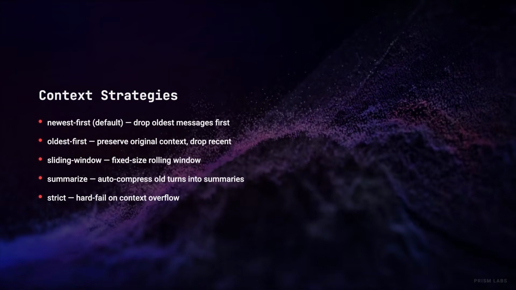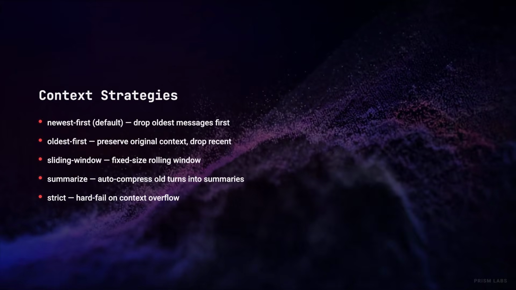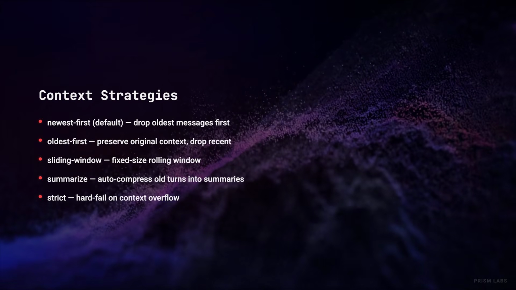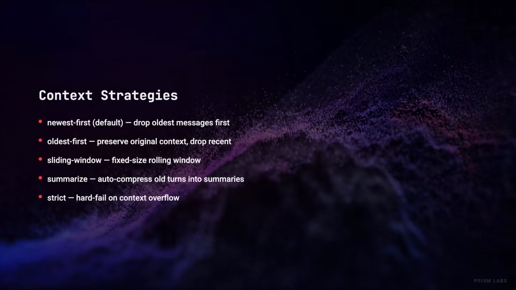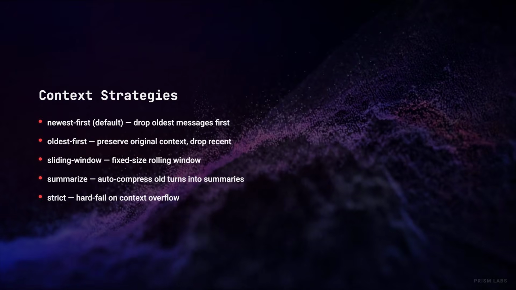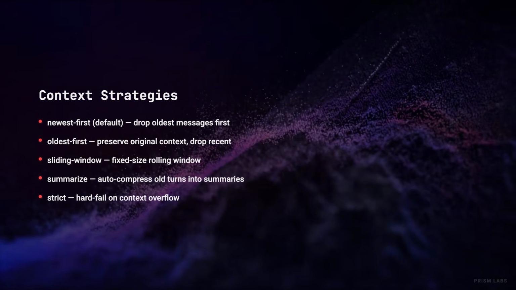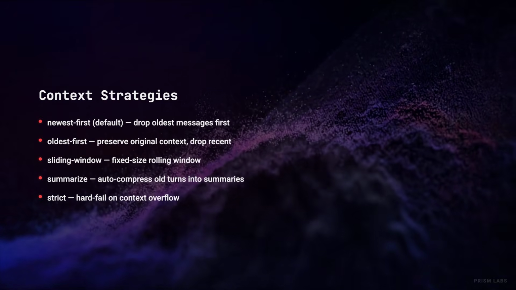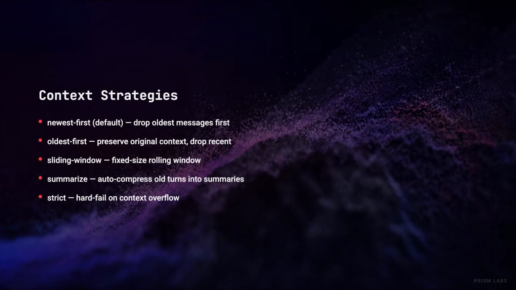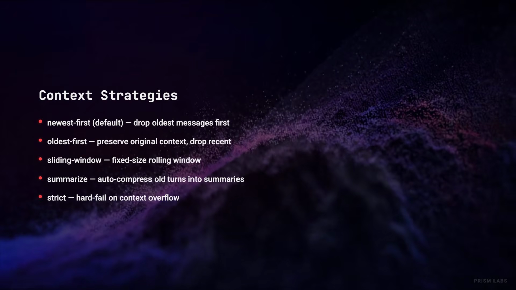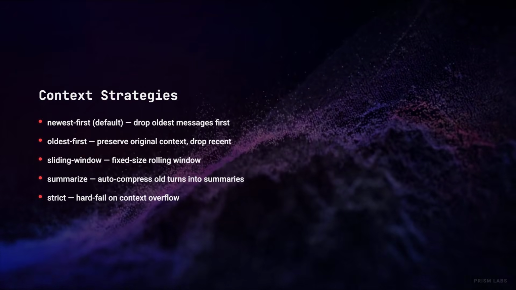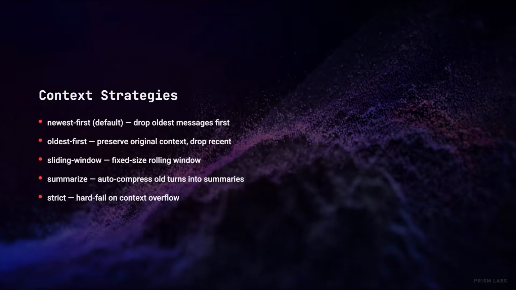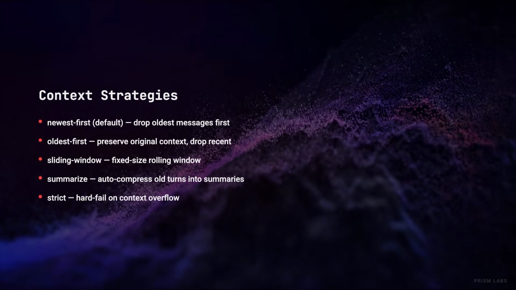Summarize is the most sophisticated. It automatically compresses older turns into a summary to preserve context without losing history. And strict mode hard fails if you exceed the context window rather than silently dropping messages. You can also set max turns and output token reservation to fine-tune how the budget is split between input and generation. These aren't academic features. With a 4K window, strategy selection directly impacts conversation quality.